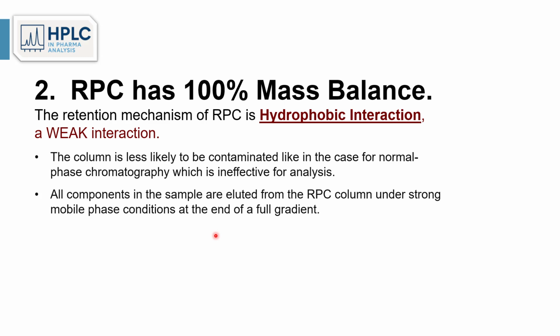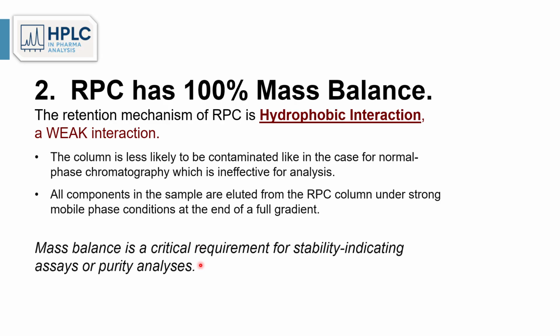Also, all components in the sample under reverse phase, because of weak interaction, are eluted from the column under strong mobile phase condition at the end of a full gradient. This situation of 100% mass balance is a critical requirement for stability indicating or purity assays, where all the components of the sample are supposed to be eluted from the column.